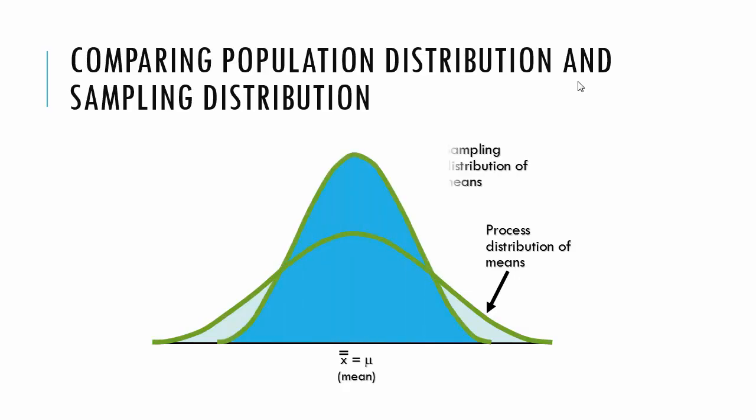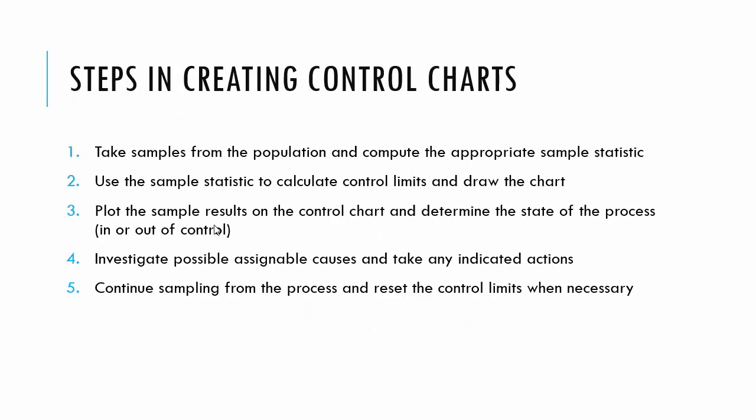Notice that its mean, central tendency, is equal to the mean of the process distribution, mu. Notice also that the sampling distribution is higher and tighter than the process distribution. This is because the sampling distribution standard deviation is smaller than the population standard deviation. Remember, the population standard deviation is divided by the square root of n to get the sampling standard deviation.